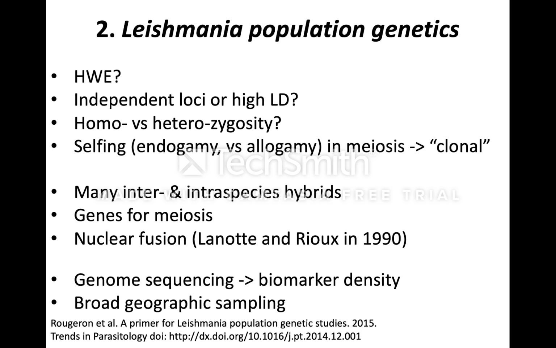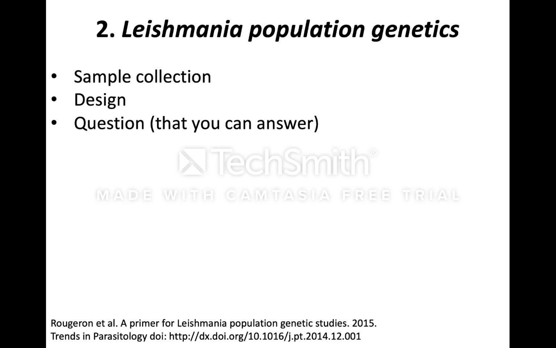So what we want for our study is that we have used genome sequencing ideally to give us a sufficient density of biomarkers to really say a lot about the gene functions, but also the population structure of our sample collection, and we need a really broad geographic sample to get a better sense of what's going on. Further things to consider are the sample collection design and the question that you can actually answer with your sample collection.